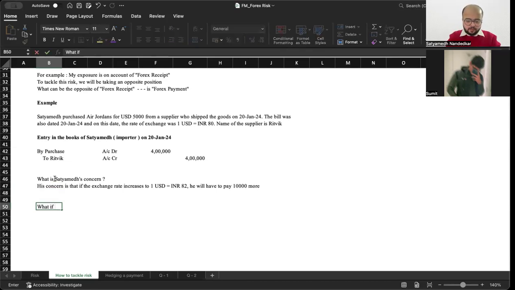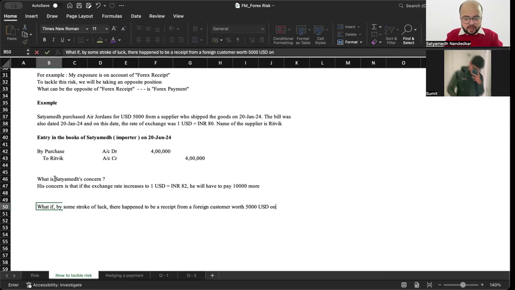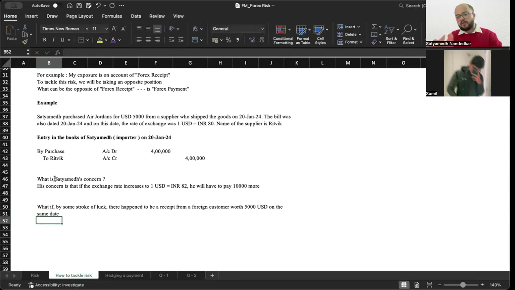Now what if, by some stroke of luck, there happened to be a receipt from a foreign customer worth 5,000 USD on the same date? I mean, he was lucky. So by some stroke of luck, there happened to be a receipt from a foreign customer worth 5,000 on the same date.